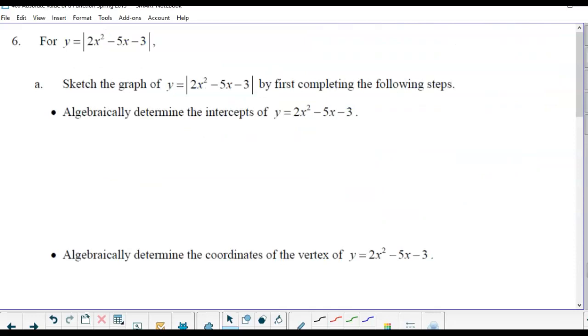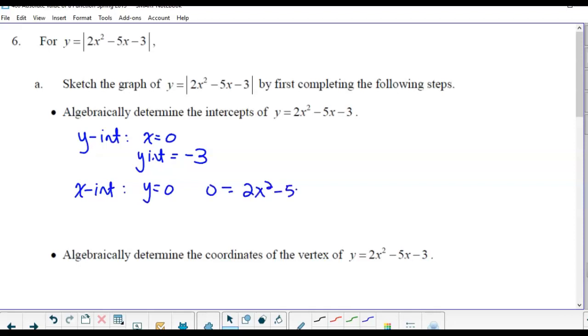So it says, sketch the graph of that by first completing the following steps. So algebraically determine the intercepts of the original parabola. Okay, so y-intercept's easy. That's when x equals 0. So y-intercept equals negative 3. And x-intercepts, that's when y equals 0. So 0 equals 2x squared minus 5x minus 3.